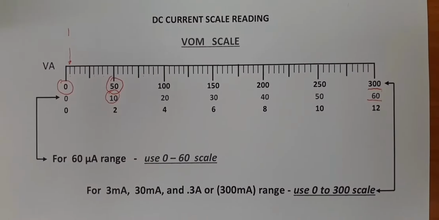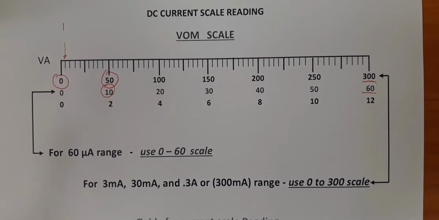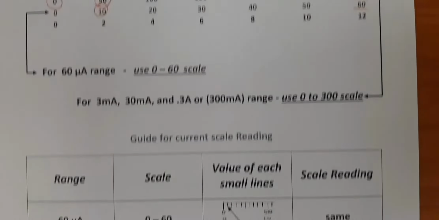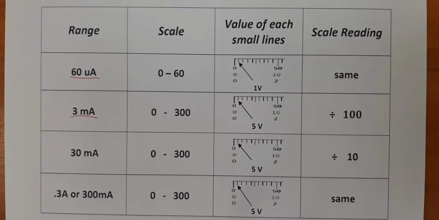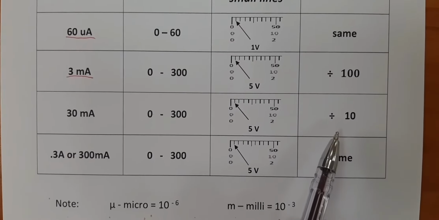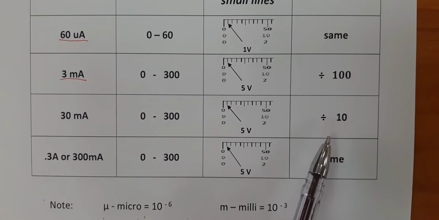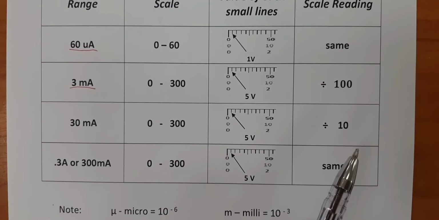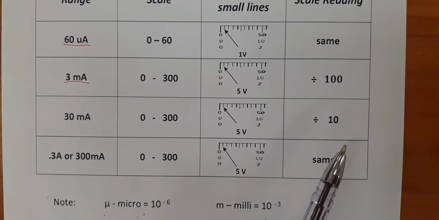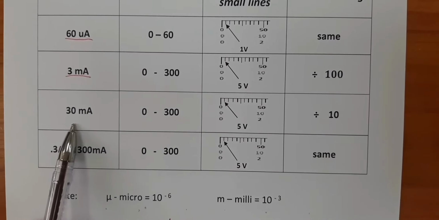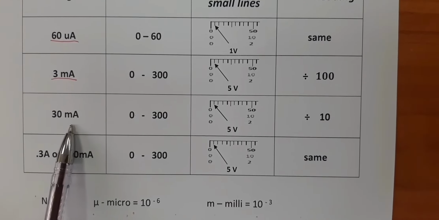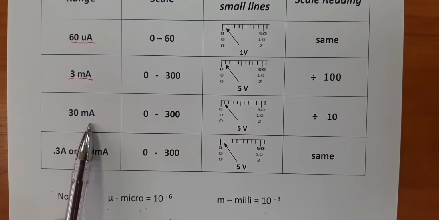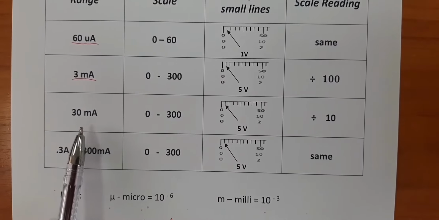5, 10, 15, 20, and so on, until you reach the maximum of 300. The scale reading will be divided by 10, or you just need to move 1 decimal point going to the left. I'll repeat: for the range of 30 milliampere, each line is by 5 and divided by 10, or just move 1 decimal place going to the left.